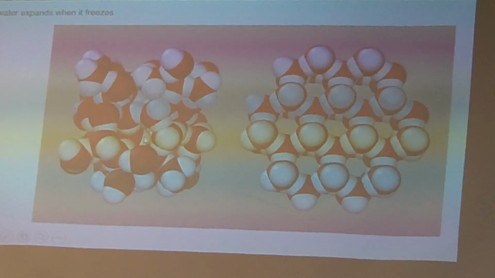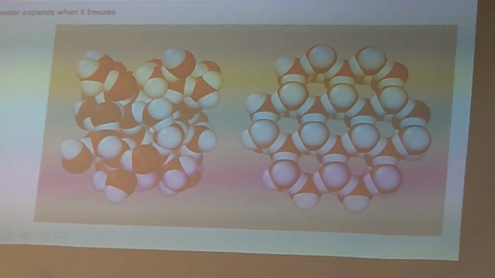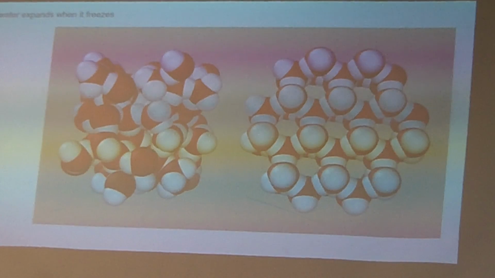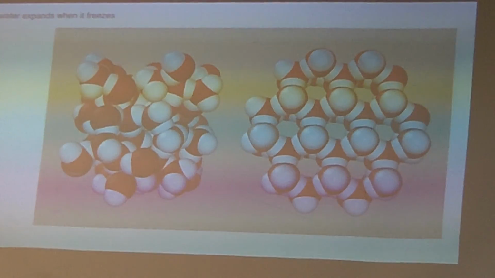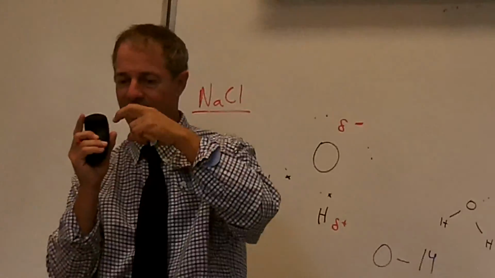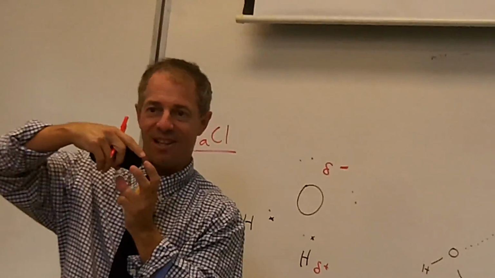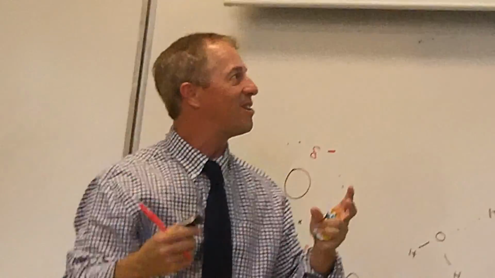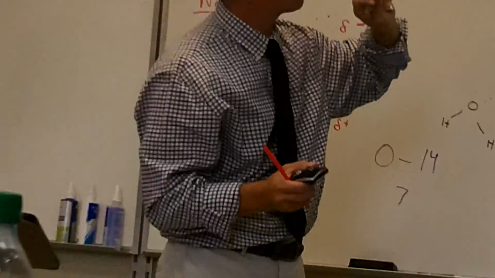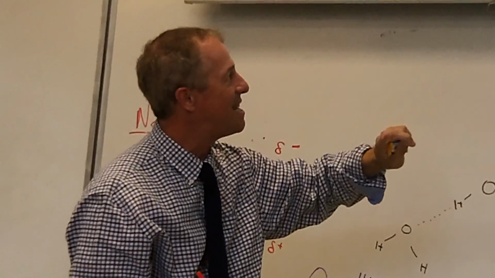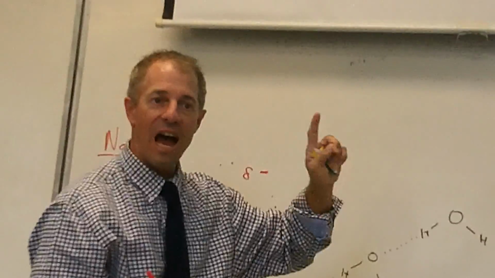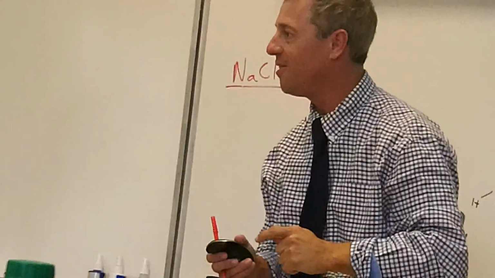This is what water looks like when it's liquid. There's no arrangement. It's all haphazard. The molecules are moving and they're kind of rolling over one another. But when you freeze the water, you slow down that molecular movement and they'll take on this arrangement. What's cool about it is this frozen arrangement is less dense than the liquid arrangement. Ice is less dense than water.